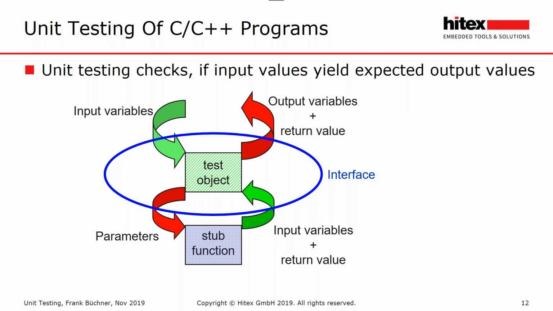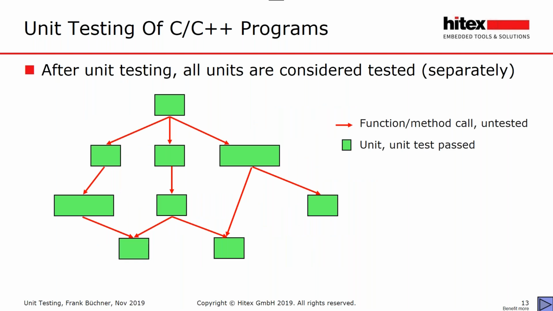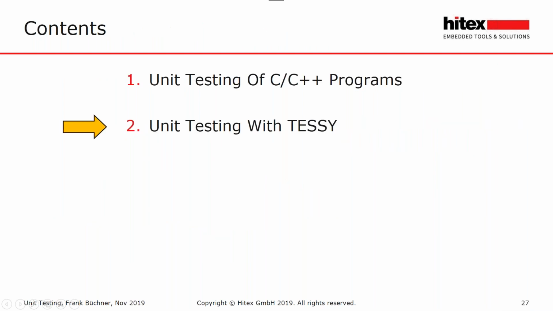Okay, on this page here we see the situation after the process step unit testing. This means all the rectangles are green, which means the units have passed their tests, but the arrows are still red. At the end of unit testing, we do not know if the units integrate correctly, cooperate correctly. This is left to the process step of integration testing, which you can do with Tessy, but which is not subject of the current webinar. This was about unit testing in general.